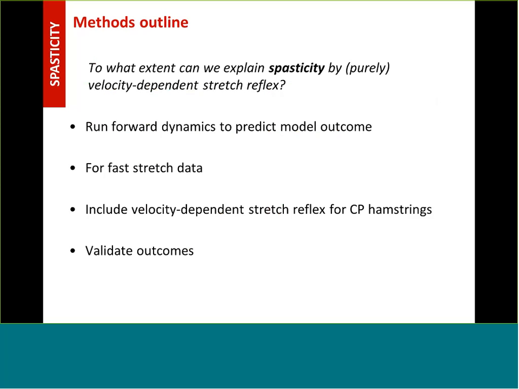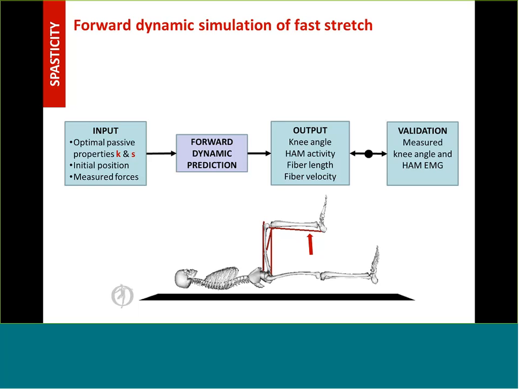Now what about spasticity? To recall our second question, we wanted to know to what extent we can explain spasticity by a purely velocity-dependent stretch reflex. And as we wanted to truly predict the effect of such stretch reflexes, we performed again forward dynamic simulations, now of the fast stretches, and again I will explain in more detail in the upcoming slide. For the fast stretches of CP, we included stretch reflexes, and we evaluated the model outcome in terms of predicted knee angles, muscle activity, and fiber length and velocity. And here you see this outlined in a bit more detail.